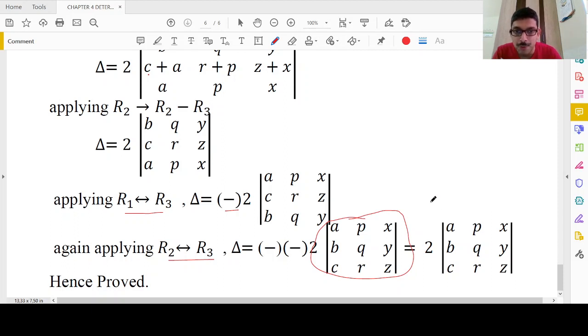So here we have interchanged two rows, R1 and R3, so one sign will change. Again we interchanged two rows, so the sign changes again. That's why we are getting 2 times determinant APX, BQY, CRZ. This is the desired answer.